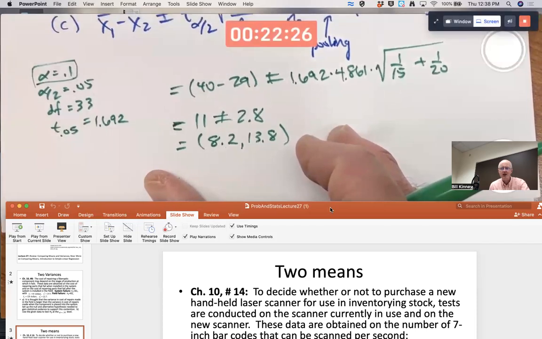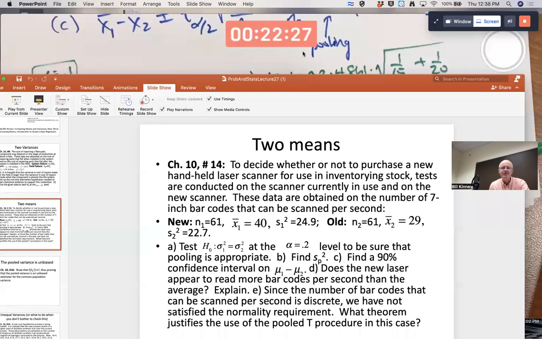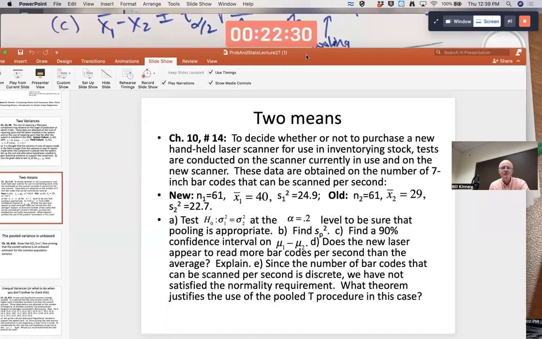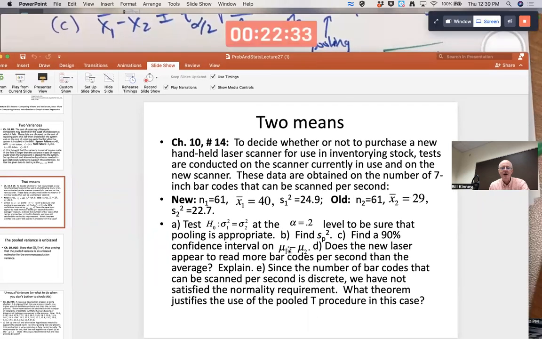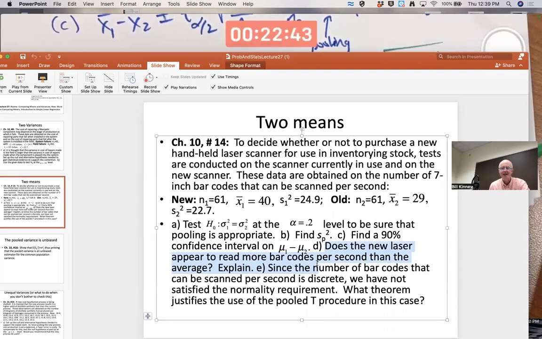Does the problem actually ask us to do the test? Not officially, no. But we sort of are doing it in answering part D there. Does the new laser appear to read more barcodes per second than the old one? I think that is what they mean, on average. And the answer would be yes, because our confidence interval only contains positive numbers.